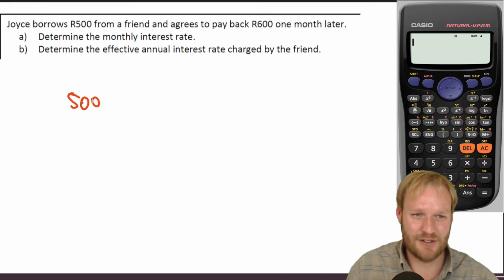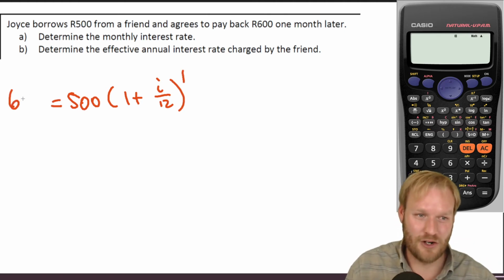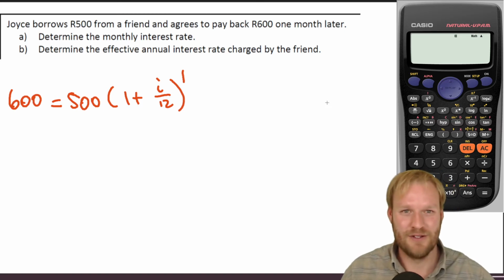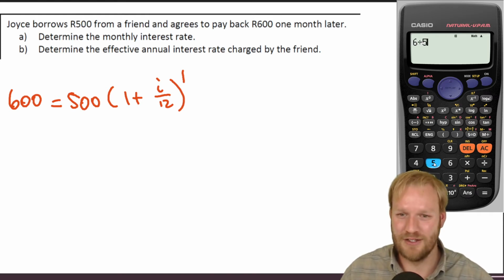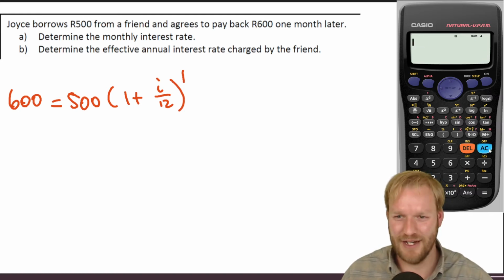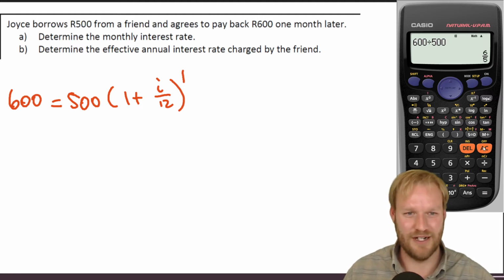So she borrows 500 Rand, and we don't know the interest rate, but it's compounded monthly for 1 month. And that grows to 600 Rand. So that's, I think, one of the easiest ways to think about this. Now we're just going to solve our equation to work it out. So I'm going to go 600 divided by 500. Now I'm being sneaky and saying that's the same as 6 over 5. Of course, if you just went 600 divided by 500, you get 6 over 5.